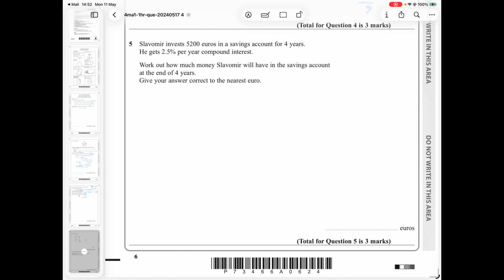Slavomir invests €5,200 in a savings account for 4 years, at 2.5% compound interest. How much will he have? So we say 5,200 times 100 plus 2.5 equals 102.5. Divide by 100 gives us our multiplier, so it's 1.025 to the power 4.